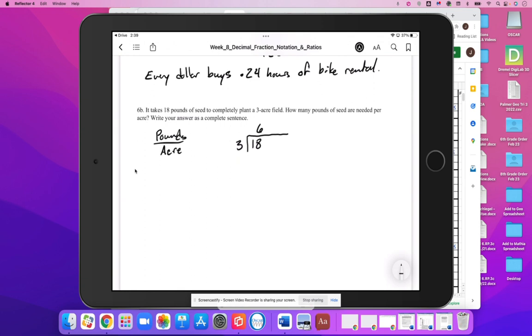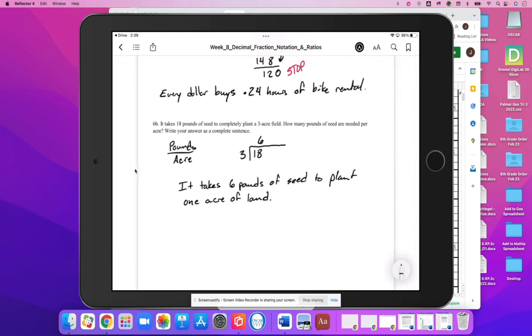So it takes 6 pounds of seed to plant 1 acre of land. That was probably the easiest problem in the whole packet.